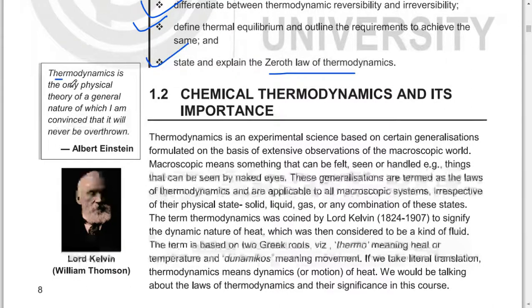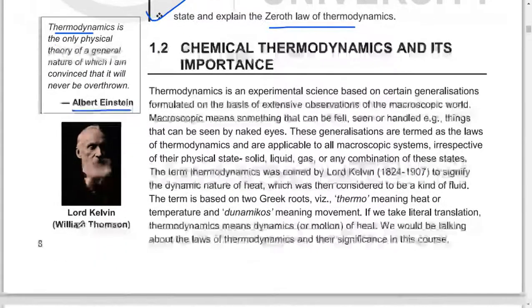Thermodynamics is the only physical theory of a general nature of which I am convinced that it will never be overthrown. Albert Einstein. Lord Kelvin, William Thomson.